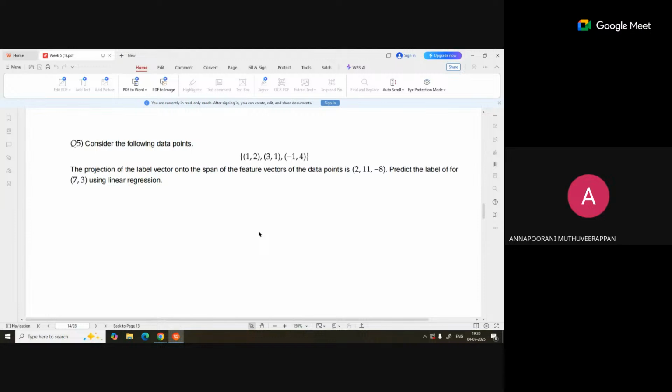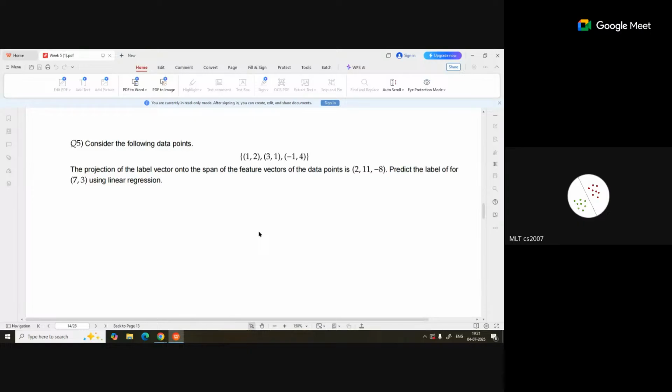Three data points with two features each. 2 features, right? And what is the second line? The projection of the label vector onto the span. What does it indicate to you? Why? Y, right? Because if you take the projection onto this, in the feature vectors, that is actually your Y only.